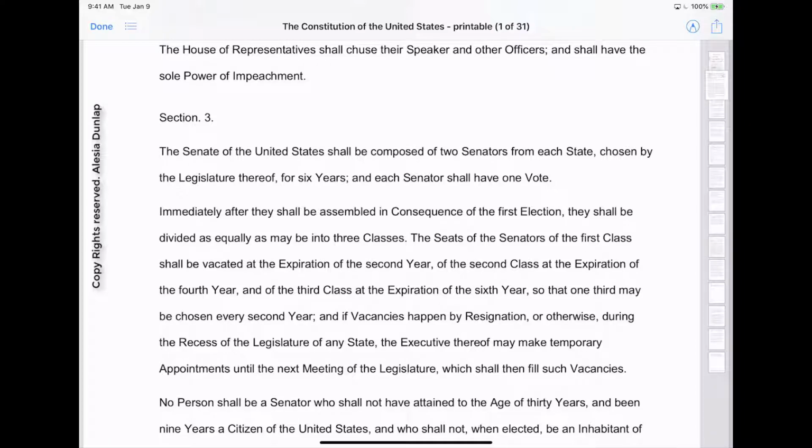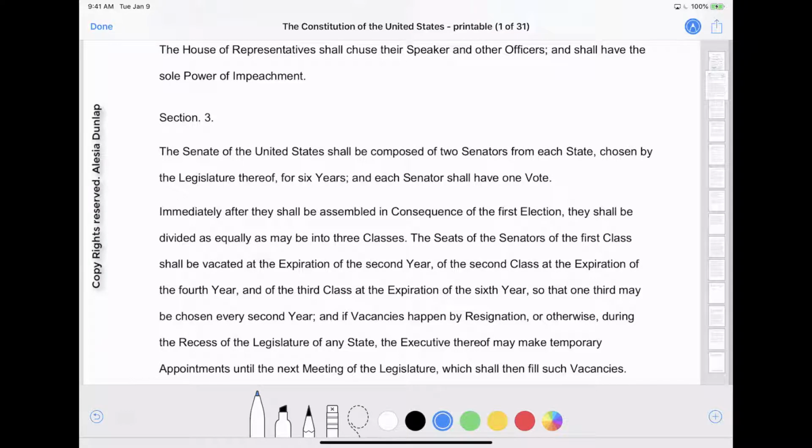All right. So the next one is the House of Representatives shall choose their speaker and other officers and shall have the sole power of impeachment. Oh, here's a good power to have. Impeachment. So the House of Representatives have impeachment power.